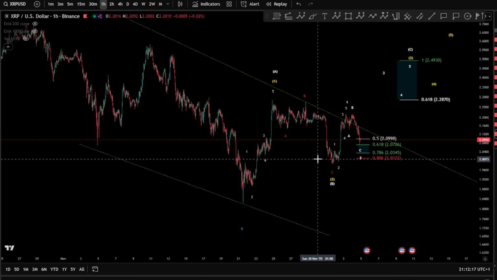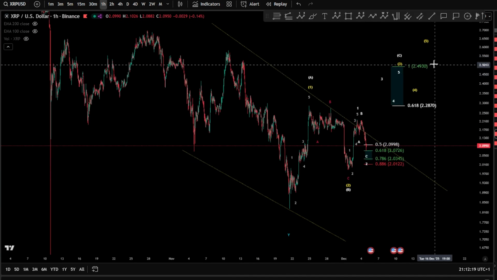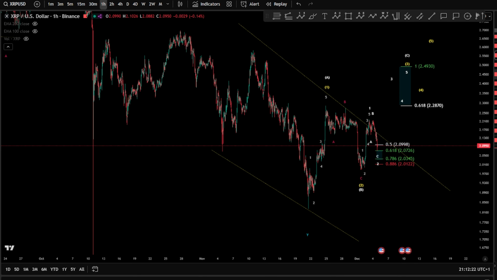Yep, so these are the updates basically for XRP, BNB, and SPX 6900.